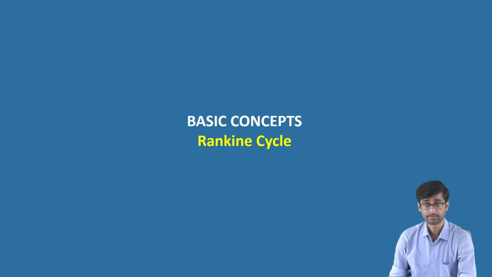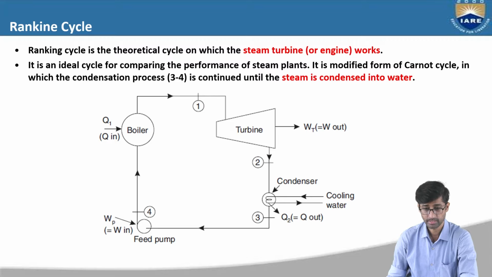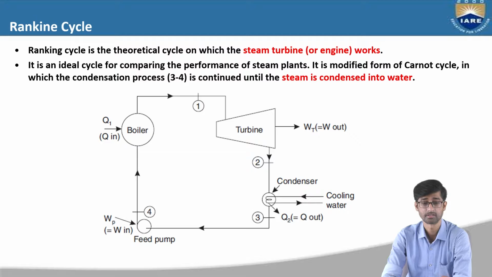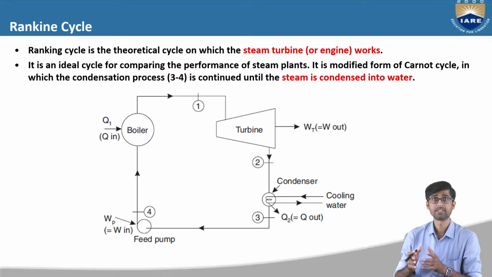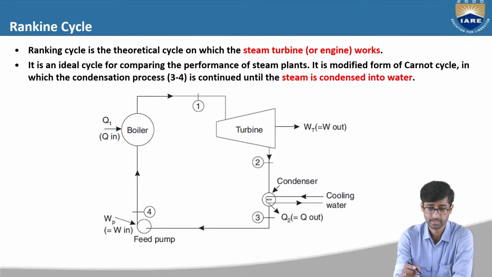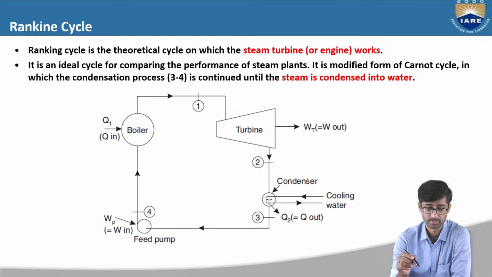Now, I have already told you about the Rankine cycle, how it works, and what the major components of the Rankine cycle are. Today we will recapitulate this. So, what is the Rankine cycle? The Rankine cycle is a theoretical cycle on which a steam turbine or steam engine works. It is an ideal cycle for comparing the performance of steam plants, and it is the modified version of the Carnot vapor cycle, where the condensation process takes place until it becomes saturated liquid. Now, we only have to recapitulate what we have done previously.